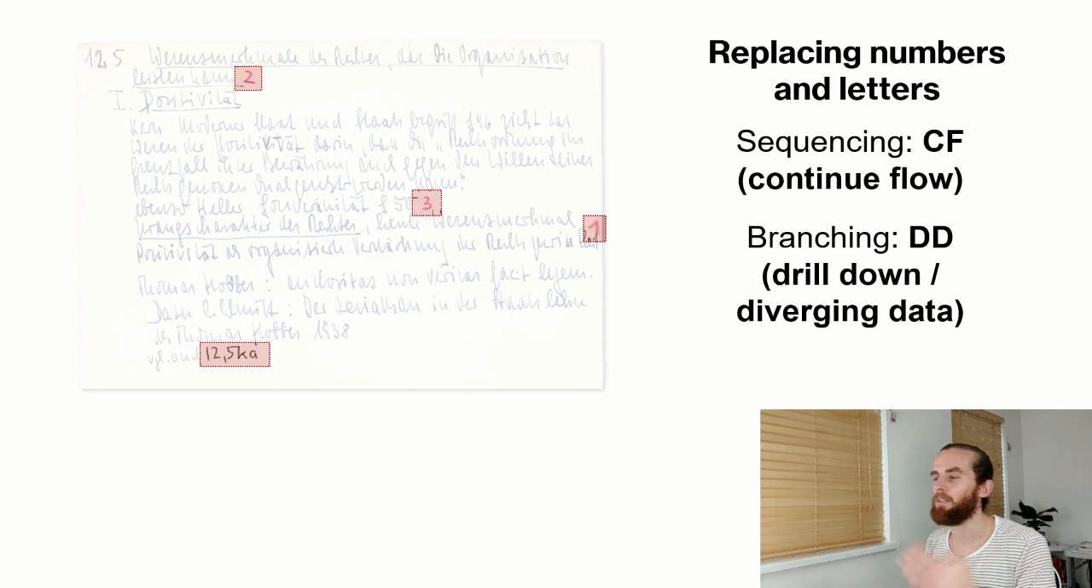Branching, I use DD, which is either drill down or diverging data, because it could be like I'm looking at this one thing or I'm expanding out into numerous different topics. It doesn't have to be one size fits all for you. Hopefully some cool ideas. And then R is for a related note.